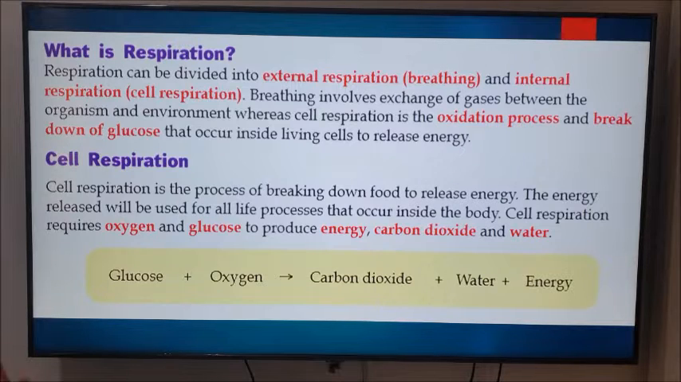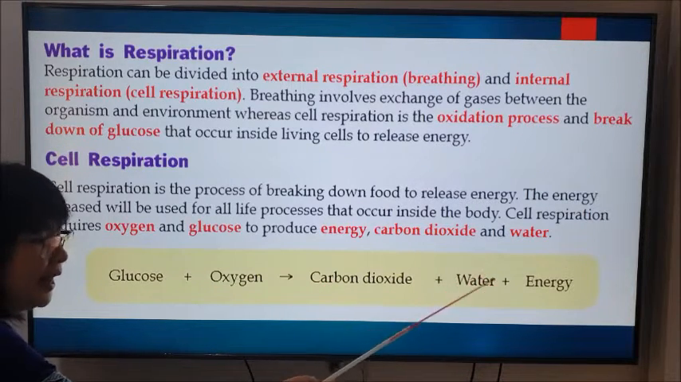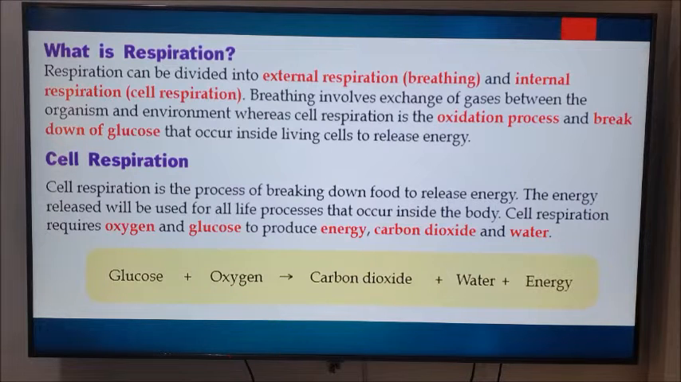When you breathe in oxygen, so this oxygen will be used here to react with the food that you eat. And when you breathe out carbon dioxide, water, and energy. So if you put your hand near your mouth, you breathe out, then you can feel the heat. So it is actually the heat energy released from this reaction, our cell respiration.